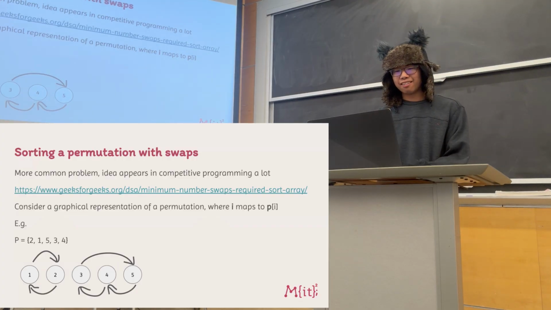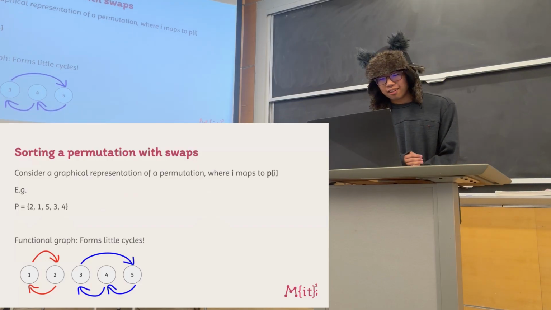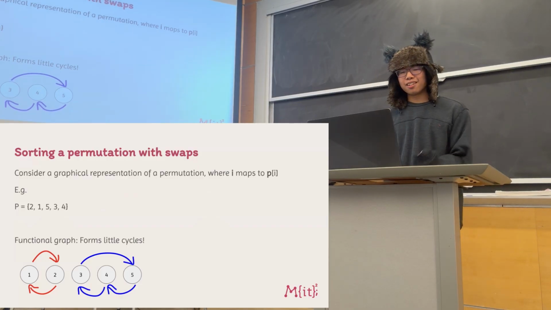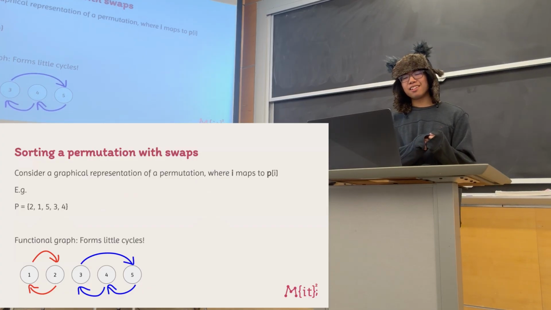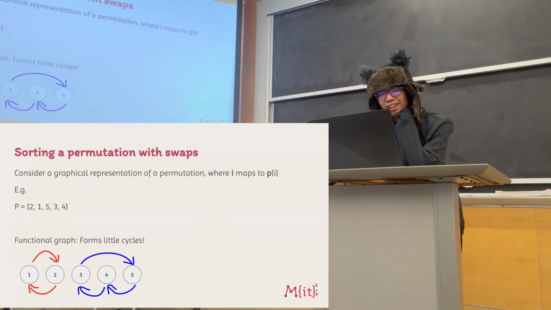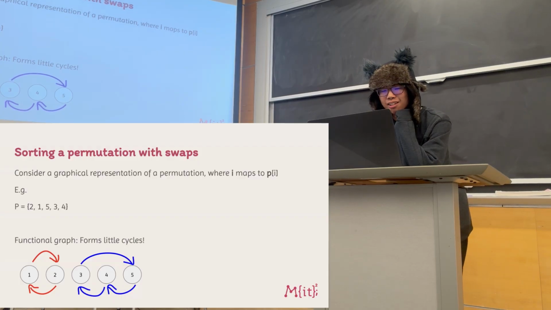And then you look at what happens to this graph when you perform some swaps. So what this graph is called is a functional graph because every node has one node it's mapping to and exactly one node that maps to it because it's a permutation. And it forms a bunch of little cycles. But what happens to these cycles when you swap two elements in the array?